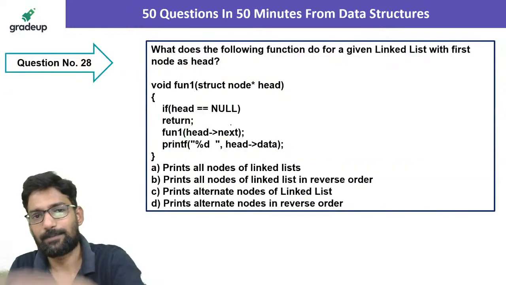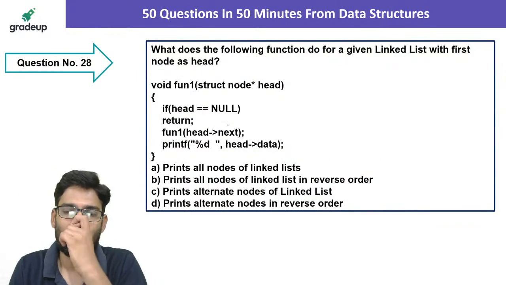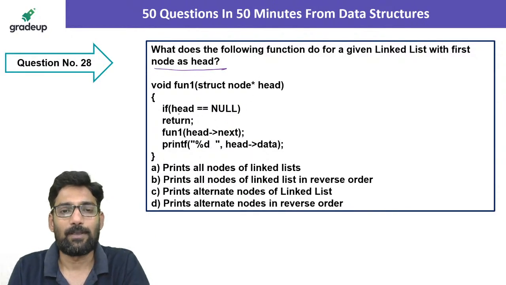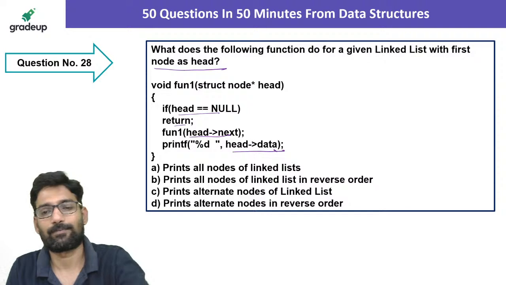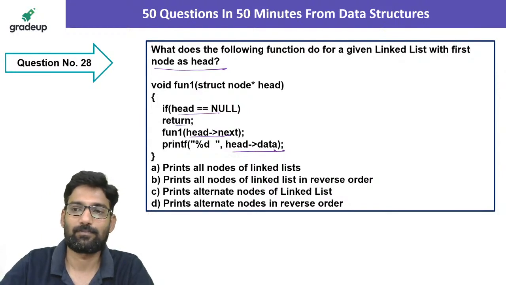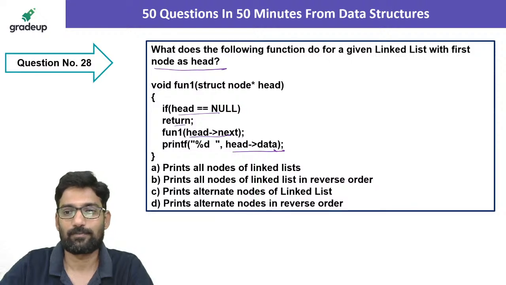Okay. Next question. What does the following function do for a given linked list with first node as head? If head is null, return; head next, head data. What does this following function do? Question number 28, answer please.